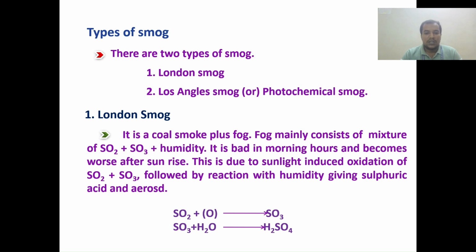London smog is nothing but coal smoke plus fog. Fog mainly consists of a mixture of sulfur dioxide, sulfur trioxide, and a trace amount of humidity. It is bad in the morning hours and becomes worse after sunrise. This is due to sunlight-induced oxidation of sulfur dioxide and sulfur trioxide, followed by the reaction with humidity, giving sulfuric acid and aerosol. The following reactions are the formation of London smog.